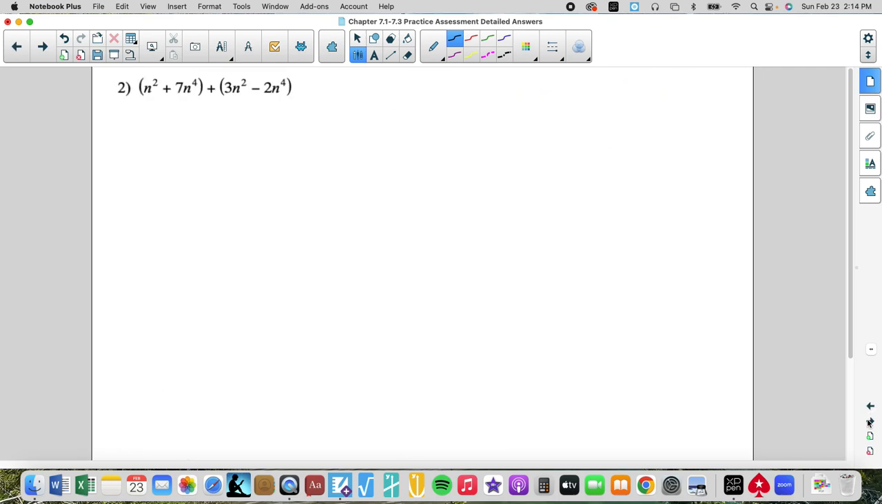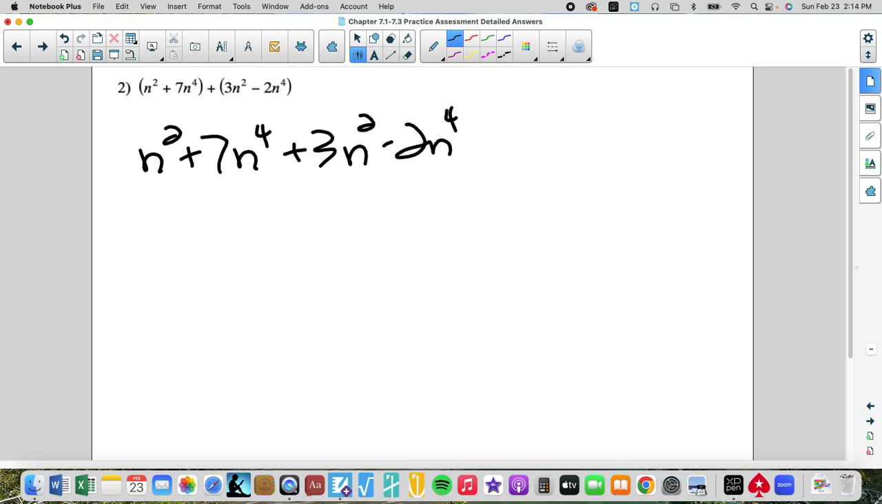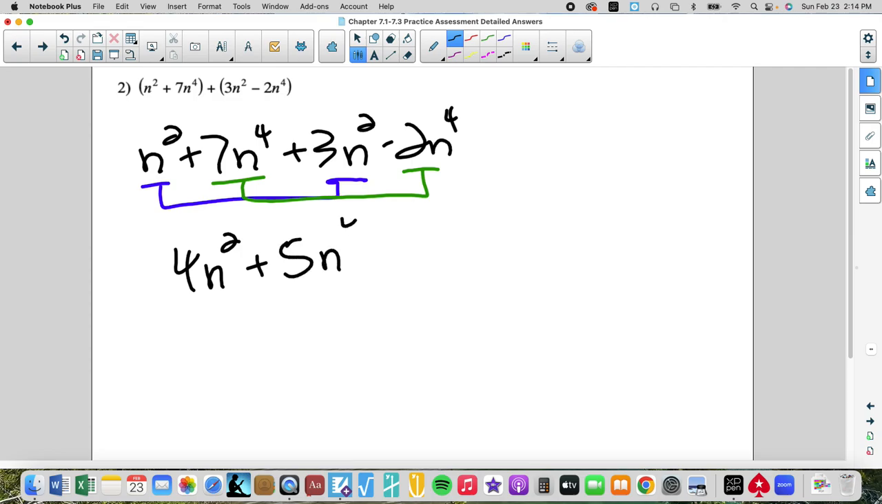Okay, so we'll distribute, so that just drops off when that's not going to change any of the terms. We just remove the parentheses so we can combine like terms. We have n to the second and 3n to the second, which makes 4n to the second. We have 7n to the fourth, negative 2n to the fourth, which makes positive 5n to the fourth, and then we're going to write it in standard form.